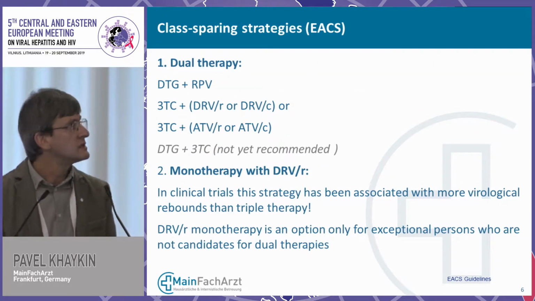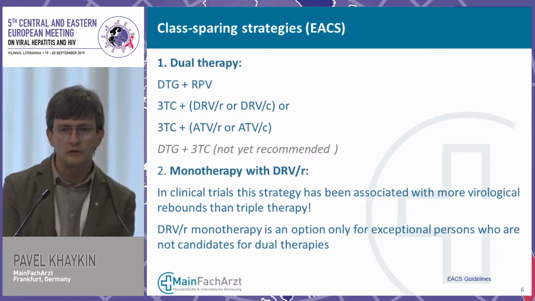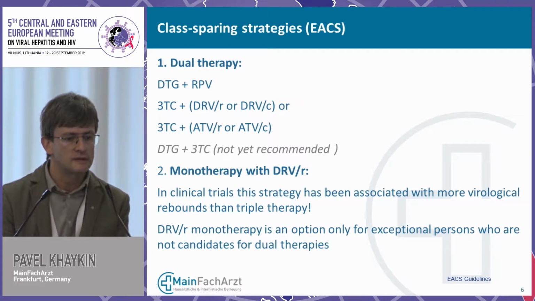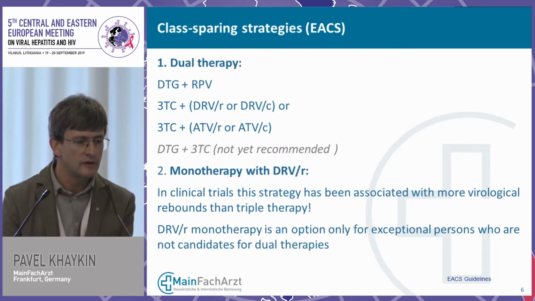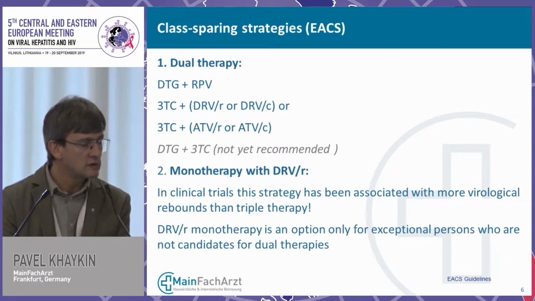That is something a little bit new. They talked a lot about it last time: dual therapy and so-called class-sparing regimens, where we look at only 2 drugs in the treatment. It's dual therapy, like dolutegravir plus rilpivirine, or 3TC plus a PI, for example darunavir or atazanavir, and treatment with dolutegravir plus 3TC is already proven. That's still not recommended by EACS, but probably it will be changed.